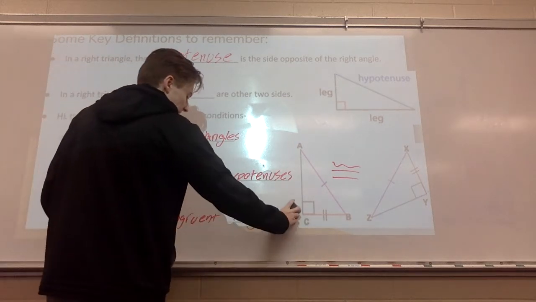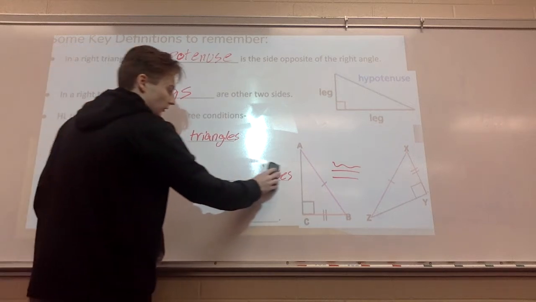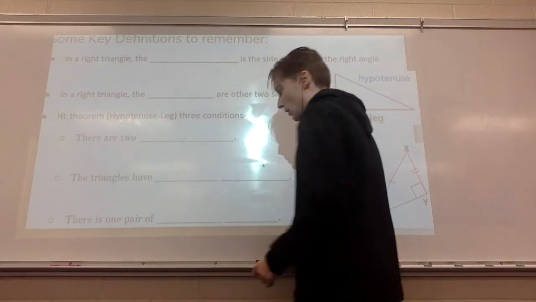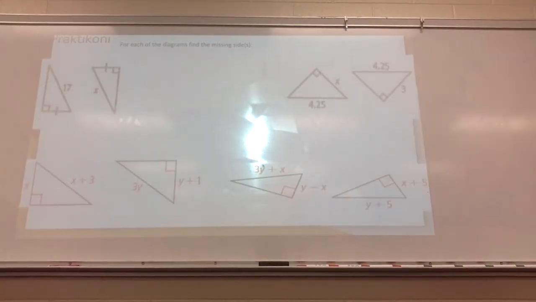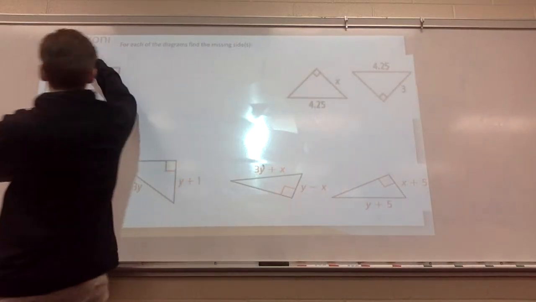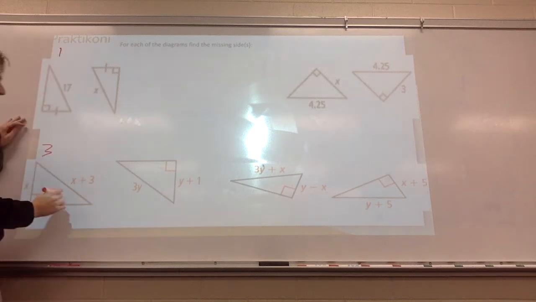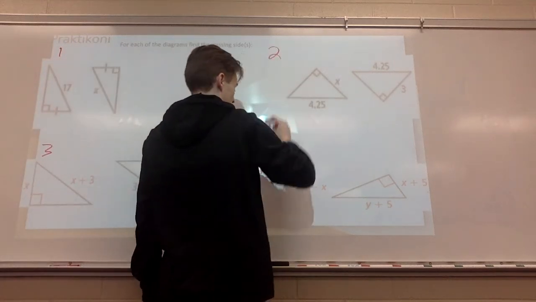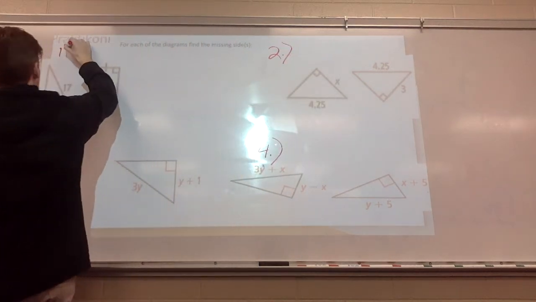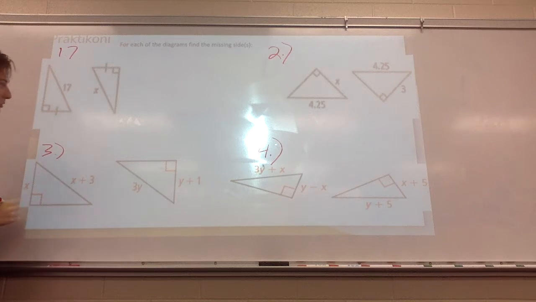Let's go ahead and start identifying when the hypotenuse leg theorem is actually being used, though. So on the next page, we have a couple of examples. On this page, you are told, hey, these are already congruent. You've been told that. Let's find some missing sides. We're going to do numbers 1 and 3 together. I need you to do 2 and 4 on your own. So I'm going to do numbers 1 and 3. I need you to do numbers 2 and 4.